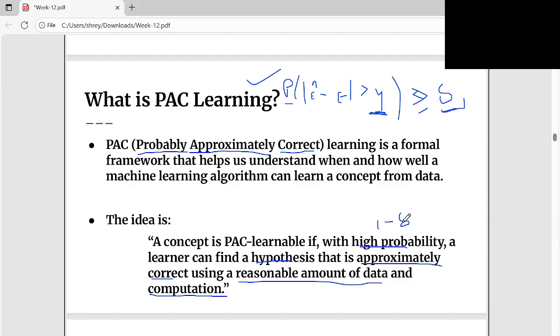Okay, so we want to find out whether a concept, or you can say an algorithm, is PAC learnable. Why? Because it gives a high probability that the learner can find a hypothesis that is approximately correct using a reasonable amount of data and computation. It means this hypothesis class has those learners which can give you a good approximate solution, a good approximate hypothesis. So those are called PAC learnable. PAC learnable means the probability is high and the tolerance is low with a reasonable amount of data.